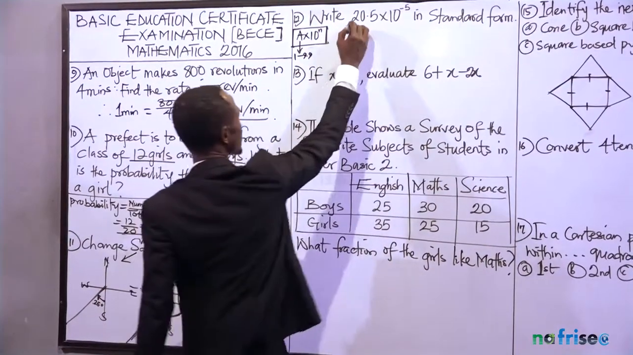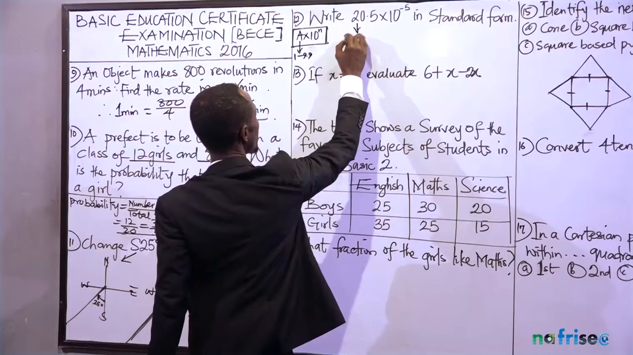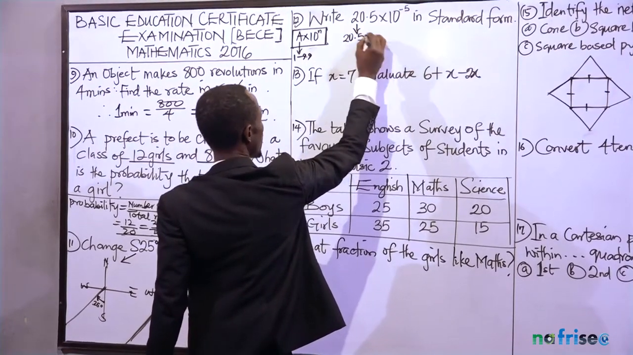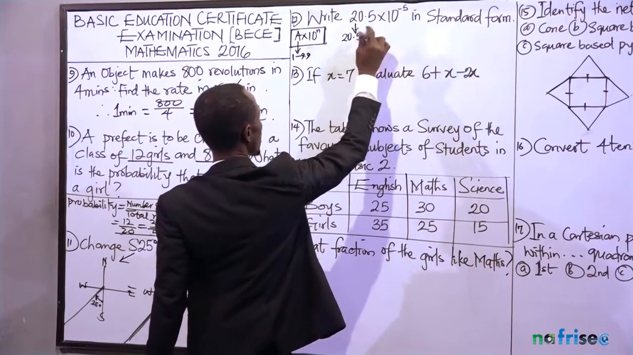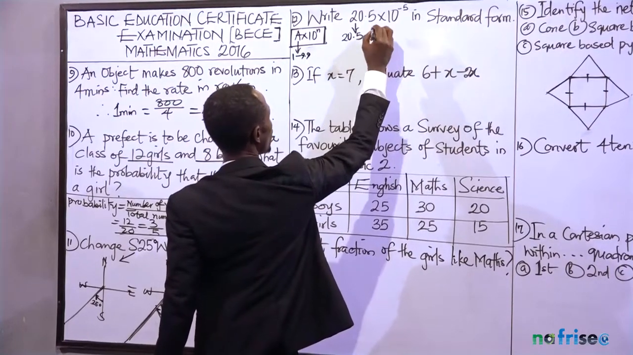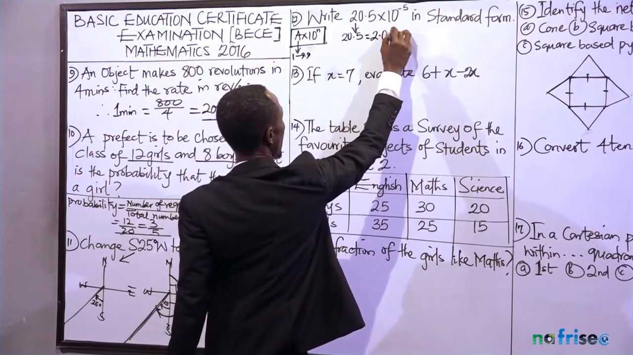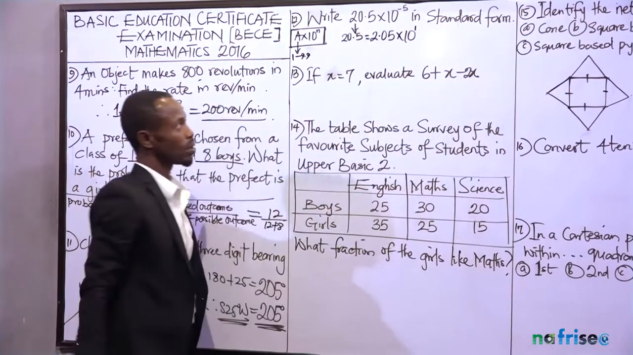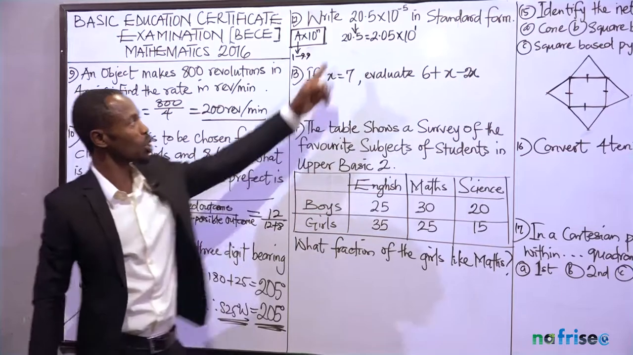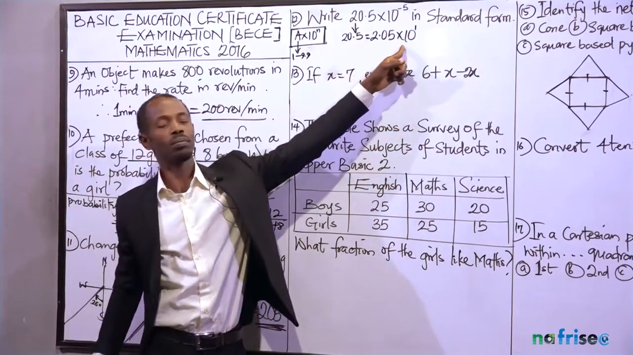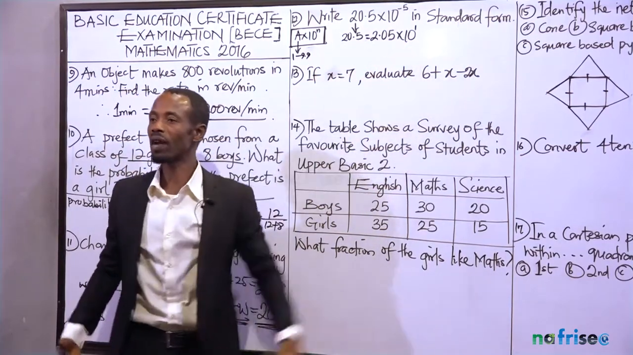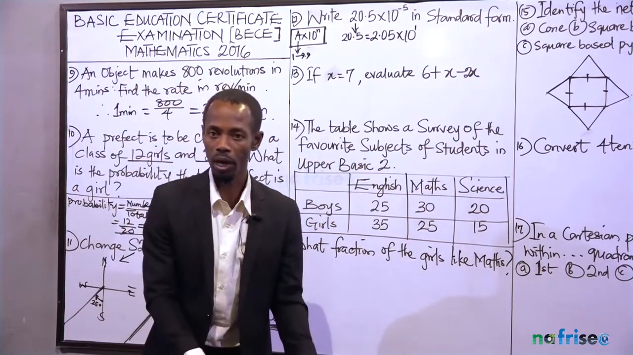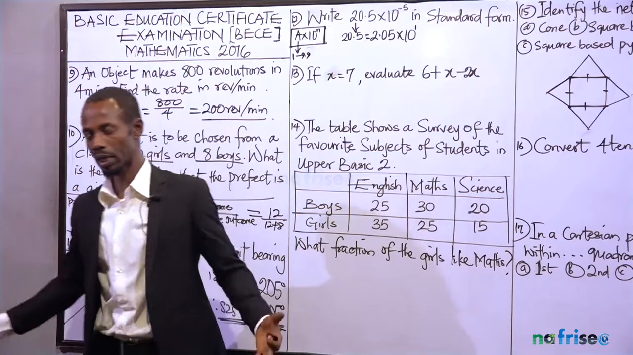So for the first thing, take note that 20.5, are you ready? Is the same as 2.05 times 10 raised to the power of 1. We just change this 20.5 to standard form. 20.5 is not in standard form. The standard form states that the first number must be a number between 1 and 9.9.